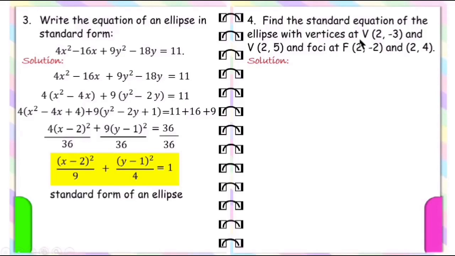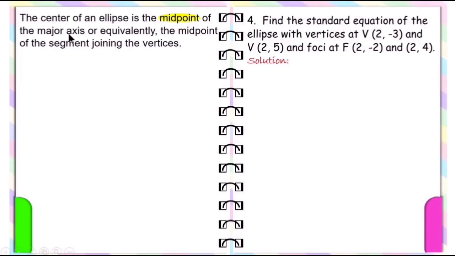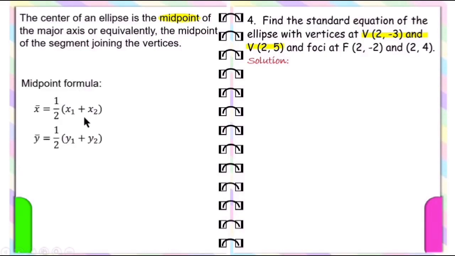But we have the vertices and the foci. Remember that the midpoint of the major axis is the center. So the center of an ellipse is the midpoint of the major axis, or equivalently, the midpoint of the segment joining the vertices. The vertices are (2, -3) and (2, 5). Thus, to find the center, we use the midpoint formula.